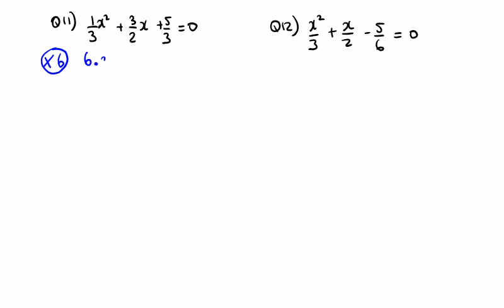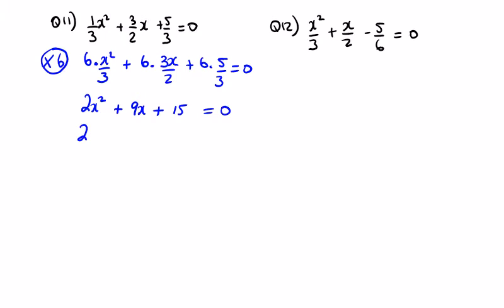6 times x squared over 3 plus 6 times 3x over 2 plus 6 times 5 over 3. Now, you guys are probably getting good enough at this point where you don't need to do this. You should straight away see 2x squared plus 9x plus 15 equals naught. 2 is prime, so it has to be 2x times x. 15 normally would be 5 by 3. That would give us our solution.